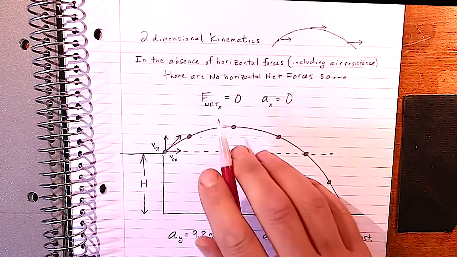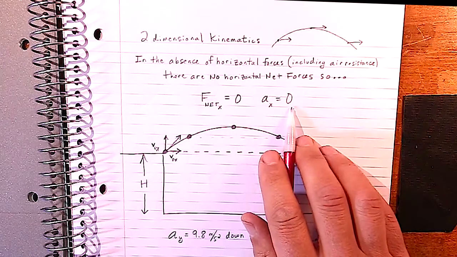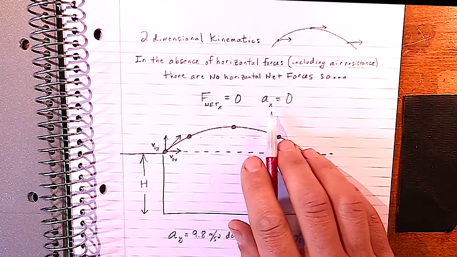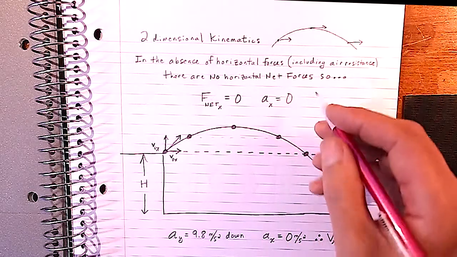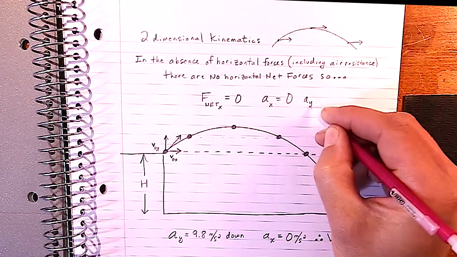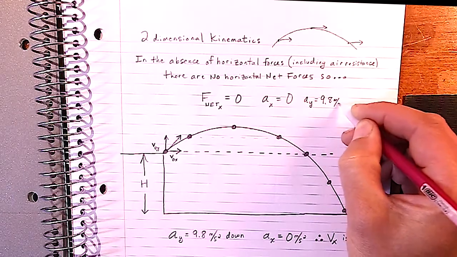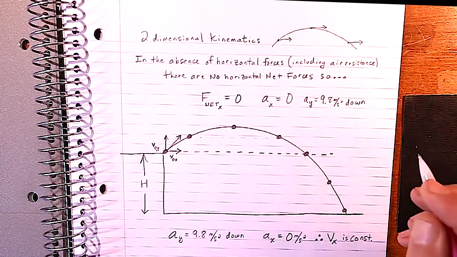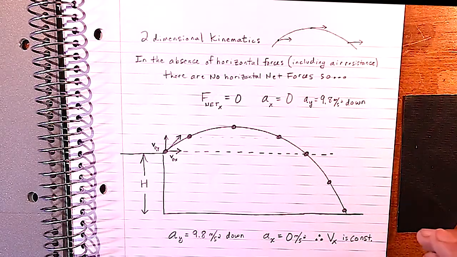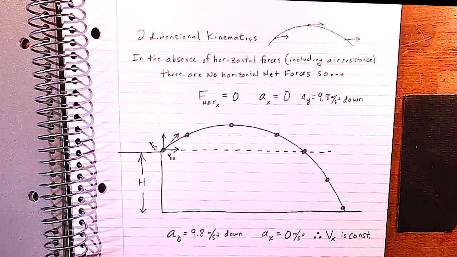So, in the absence of horizontal forces, and this includes air resistance, there are no horizontal net forces. And we know that if there's no net force, the acceleration has to be 0. But keep in mind, this is only in the x direction. In the y direction, the acceleration on Earth is going to be 9.8 meters per second squared down. Notice I didn't say plus or minus, because that depends on what we decide to call positive, whether we call that up or down.